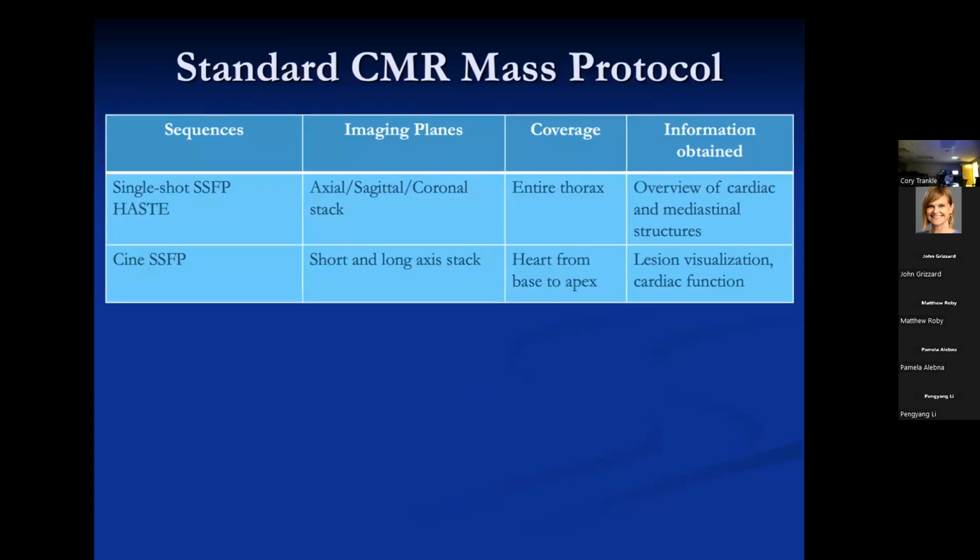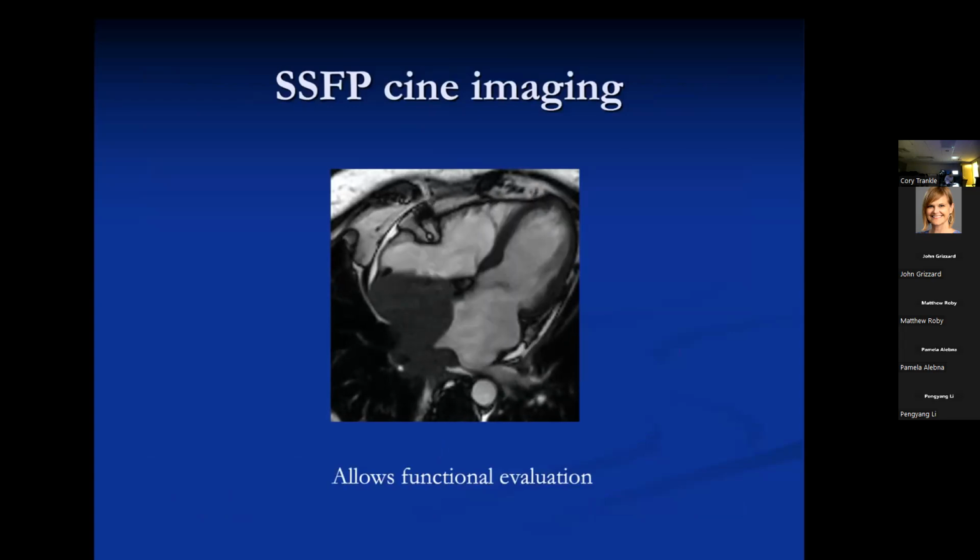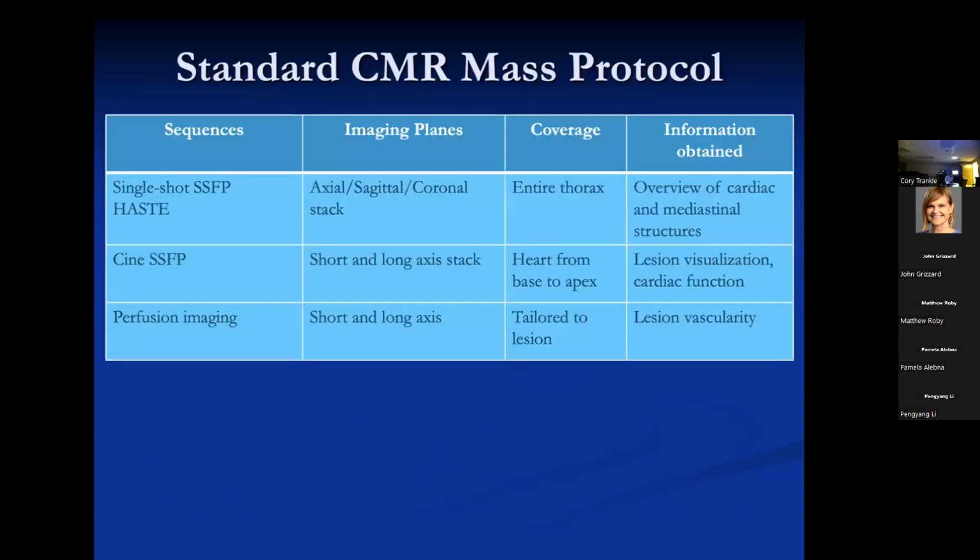We then do cine SSFPs to cover the heart and the standard short and long axis, just like usual. And that's so you can see the impact of any tumor that's present upon the myocardium. And it actually helps you define boundaries and motion and so forth. I think cine imaging is very helpful. Perfusion imaging is one of the most helpful sequences to use.